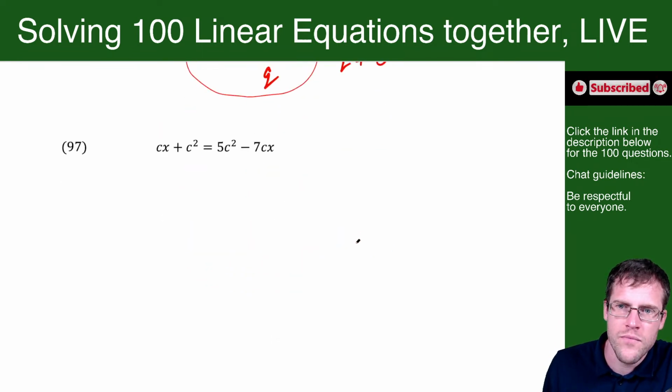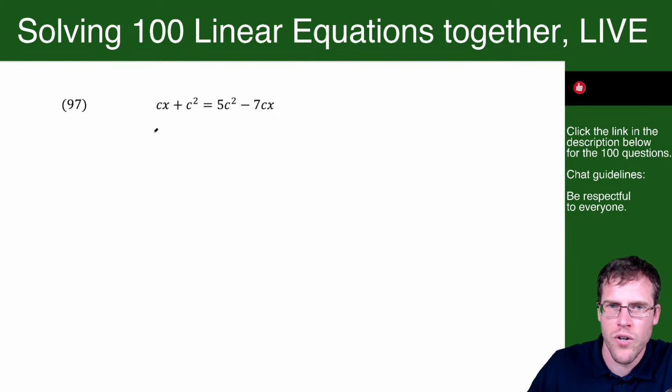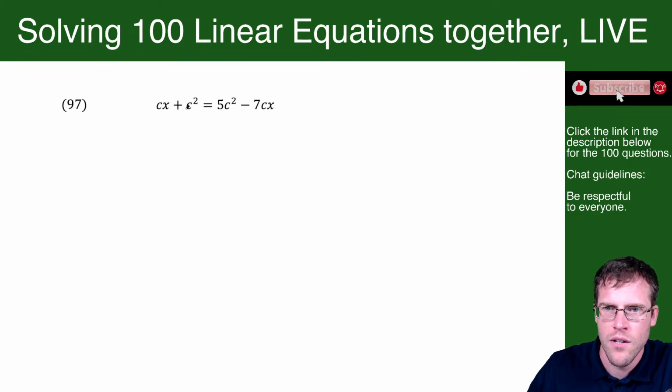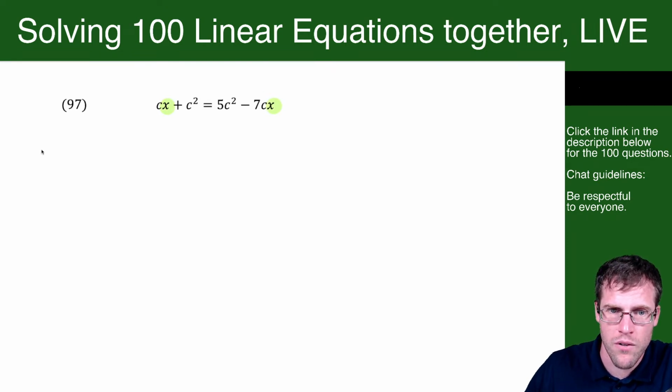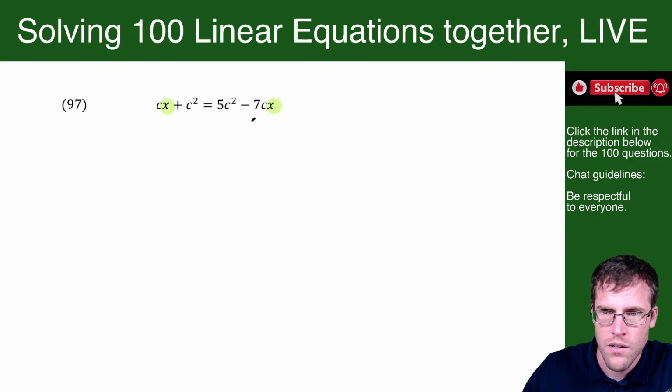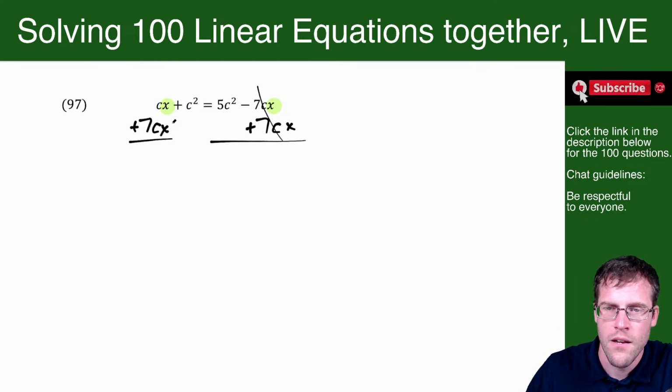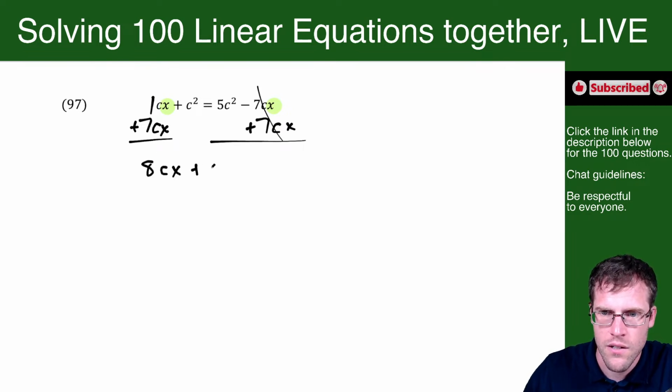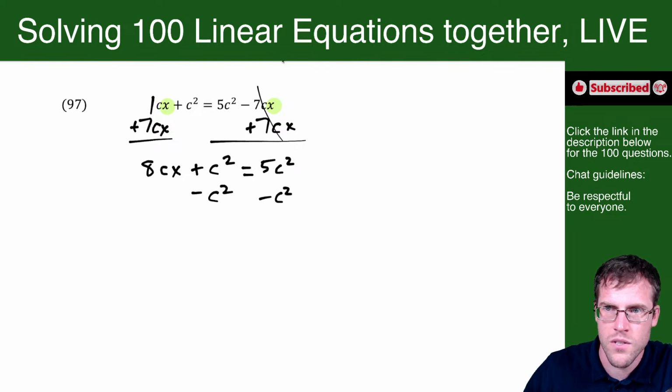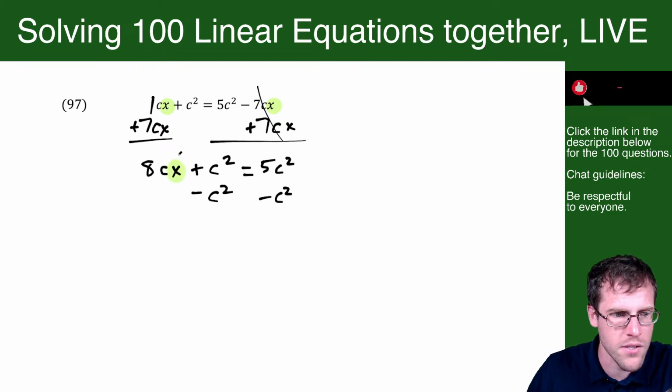Okay, so next part, 97, solving for x. And now, if you notice, we have x's here and here. So get them together. That's part of the process here. So we're going to go plus 7cx on both sides. So plus 7cx. And now think of this as a 1cx. That's going to give us 8cx plus c squared is equal to 5c squared. So now I'll go minus c squared on both sides, because once again, the goal is to get x by itself.